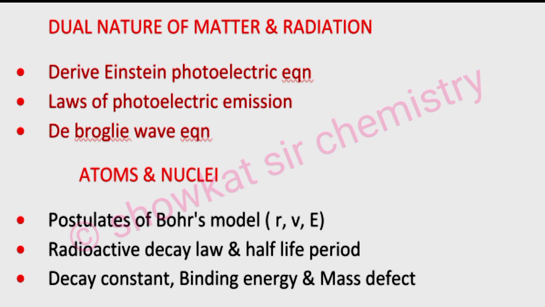So next unit is atoms and nuclei. It carries 6 marks. You will study limitations of Rutherford's model and Bohr's model. Particularly, you will study its postulates, and you should be able to calculate the radius of Bohr's orbit. Similarly, speed and energy of an electron in Bohr's atom. Next is nuclear forces. You will study here the radioactive decay law, half-life period, decay constant. You should have knowledge of this. And similarly, binding energy, its expression, and what is mass defect.